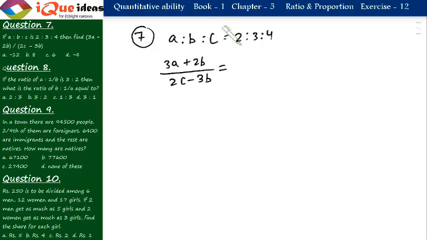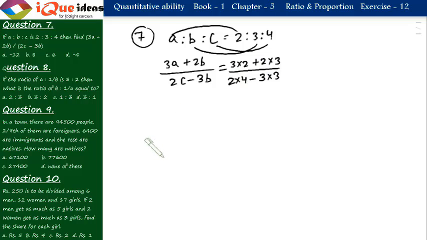For that we just need to take a equal to 2, b equal to 3 and c equal to 4. Put it in the expression. So (3 into 2 + 2 into 3) divided by (2 into 4 − 3 into 3). We have 3 into 2 is 6 plus 2 into 3 is 6, so 6 plus 6, that is 12. Divided by 2 into 4 is 8, minus 3 into 3 is 9, so minus 1. So the answer is −12. Okay, so simple question.